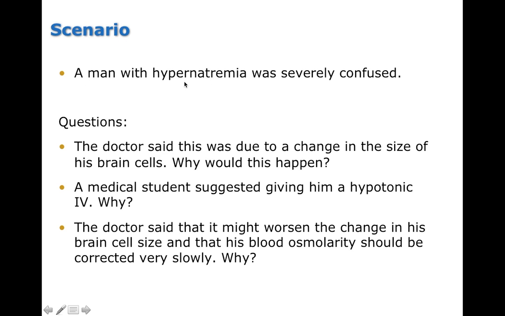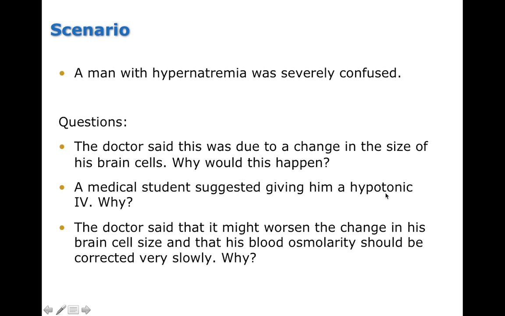Now the scenario here says a man with hypernatremia was severely confused. The question says the doctor said it was due to a change in the size of his brain cells. And why would this happen? So let's think about this. Hypernatremia is high blood sodium. That means that their blood plasma is hypertonic. And if you all remember, going back to tonicity, we said that cells exposed to a hypertonic solution shrivel because the water leaves the intracellular fluid compartment and goes into the extracellular fluid compartment. And so due to this change in the size of the brain cells, this can lead to confusion because they're not able to function correctly because the tissue is deformed. So this would happen because of the hypertonicity of the blood plasma.